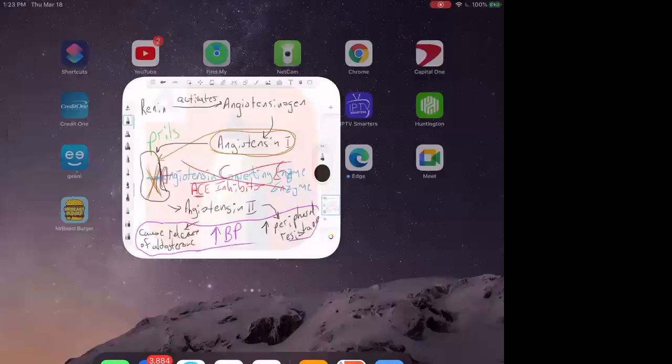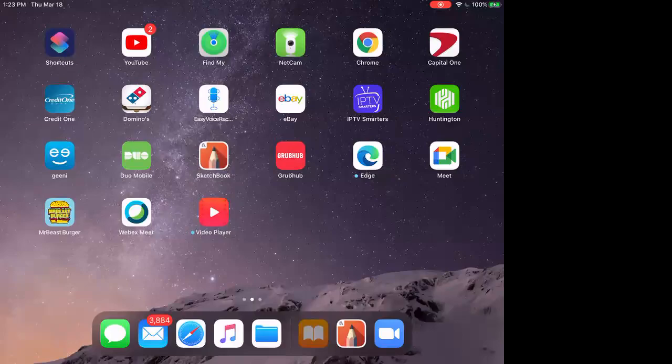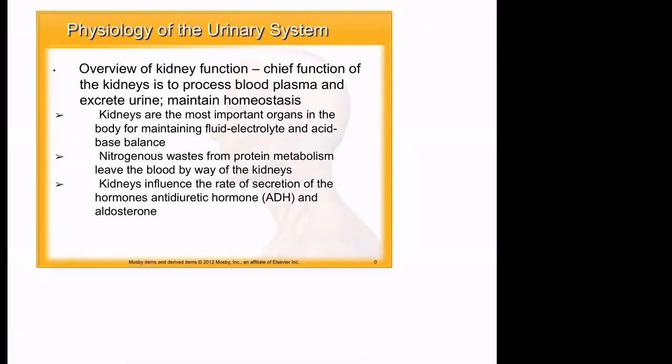Okay, so let's go back into here a little bit. As we said, of course, the kidney's main function is to regulate the composition of blood and remove waste products from the body. But of course, as I just mentioned, they're going to help with the pH of the blood, the nitrogenous waste from protein metabolism. Remember, the nitrogenous waste starts out as ammonia, which then has to get converted to urea through the urea cycle. And then the urea is eliminated by the kidneys.